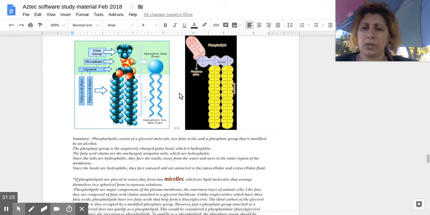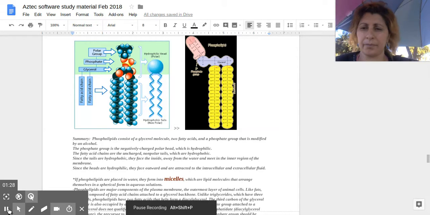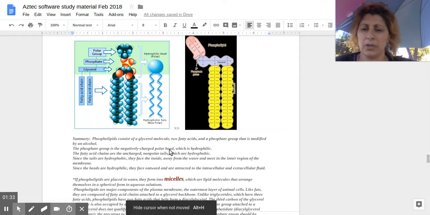The bilayer consists of two of these facing one another. So the polarity is on either side, while the non-polarity is on the inside of the membrane. It's the double layer. So the phosphate group is a negatively charged polar head. It is modified by an alcohol. The fatty acid chains are hydrophobic.